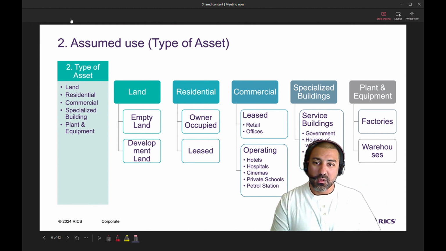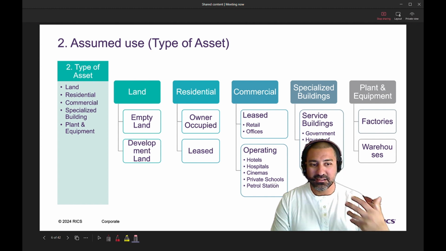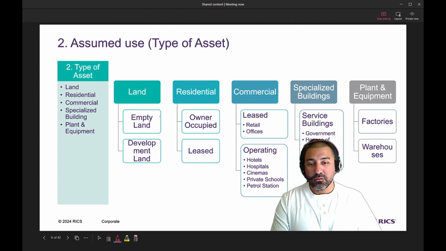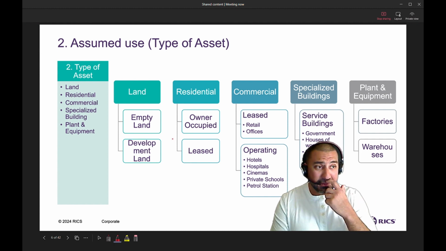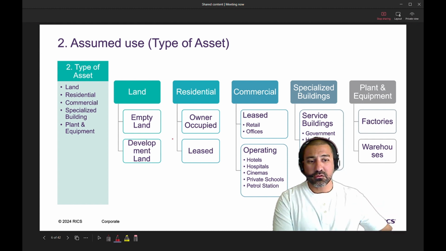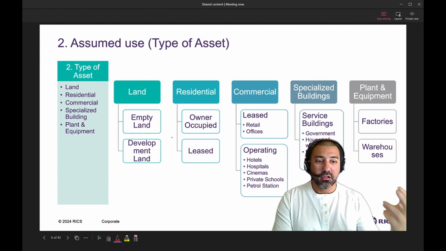Please write them down. Now, the second part of the framework is the assumed use. It's very important as a valuer to understand the context of the asset under valuation. If it's a land, you need to ask: is it an empty land, or is it a development land? Is it set for development? What's the difference between the two? It could influence your methodology. For an empty land, there are comps for empty lands sold by the government or by individuals in the secondary market. You just do a comp analysis.